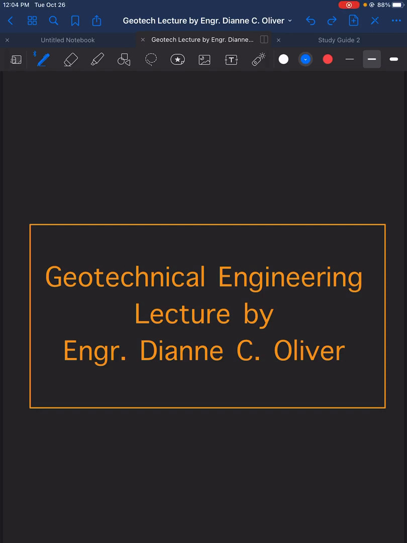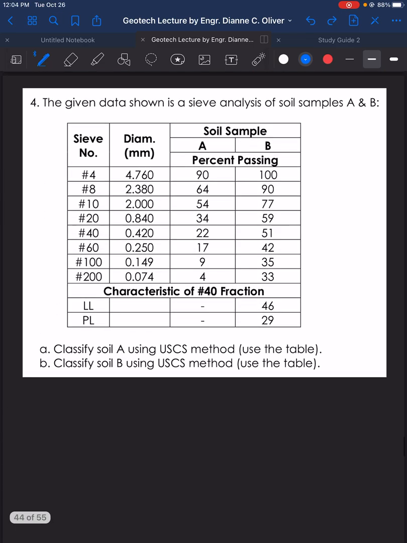So let's continue our lecture video in Geotechnical Engineering with the topic classification of soil. So let's solve for sample number 4. The given data shown is a sieve analysis of soil samples A and B. Letter A, classify soil A using USCS method and use the table. For B, classify soil B using USCS method using also the table.